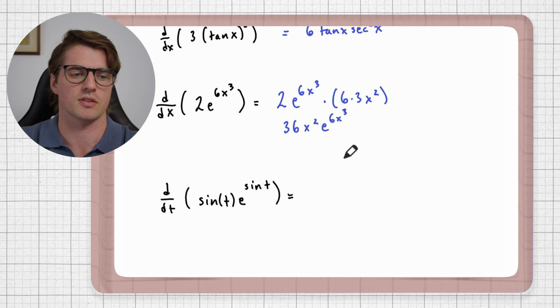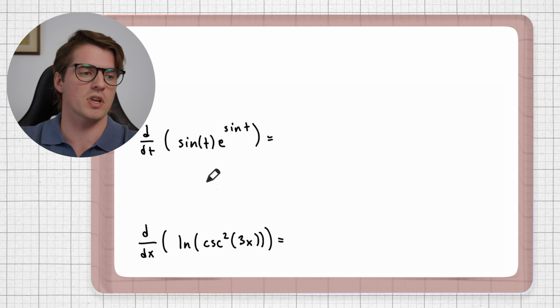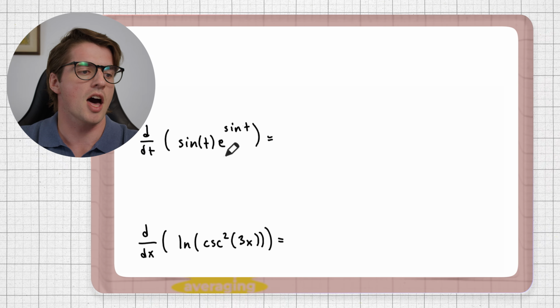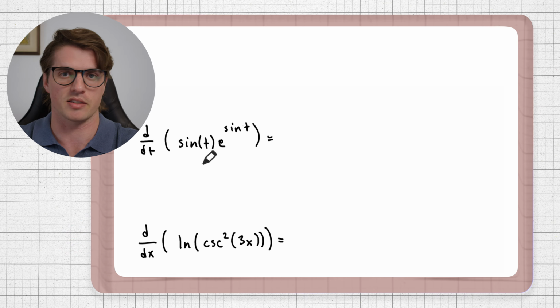Okay, the next one, we are taking the derivative with respect to t, doesn't change anything, but we have 2 functions multiplied together as well as chain rule.